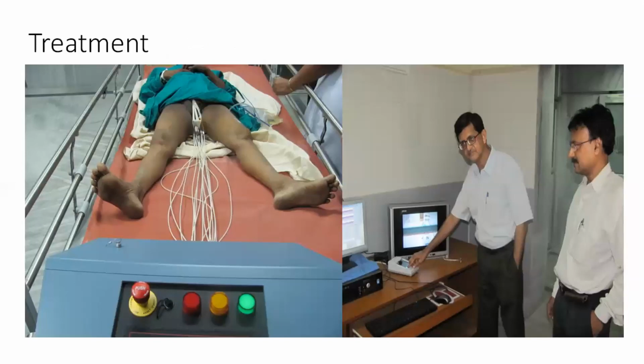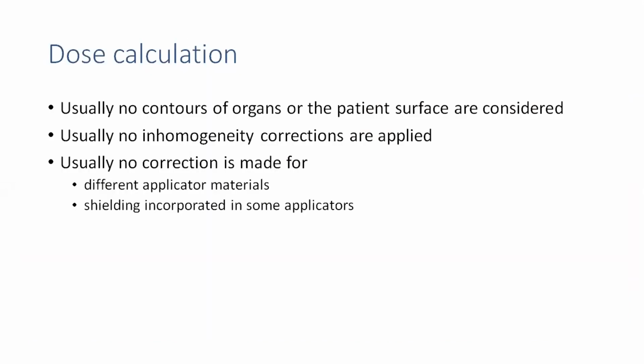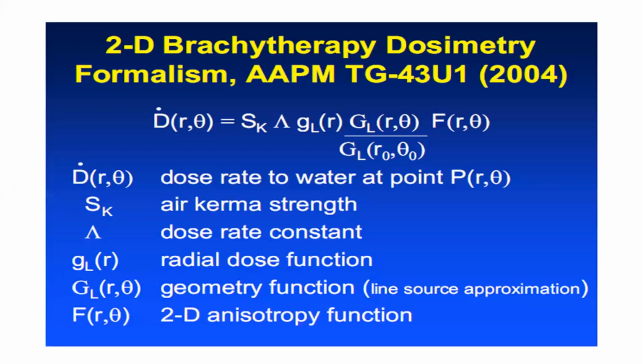Now, during dose calculation, one thing has to be kept in mind. Other than Acuros, usually no contours of organs or the patient surface are considered. So no inhomogeneity corrections are applied. It is equal in all sites other than the Acuros planning system. So this is a bit different from what you see in photon beam. And this is the AAPM TG43 formalism, used for calculating the dose in brachytherapy.